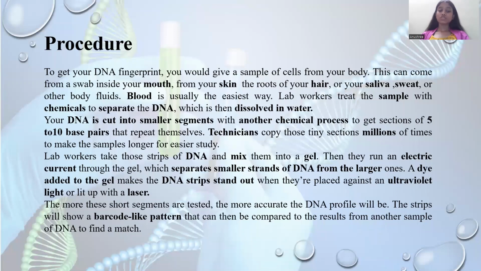A dye added to the gel makes the DNA strips stand out when they are placed against ultraviolet light or lit up with a laser. The more these short segments are tested, the more accurate the DNA profile will be. The strips will show a barcode-like pattern that can be compared to the results from another sample to find the match.